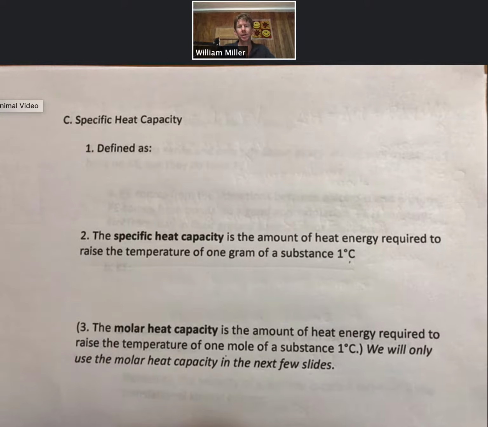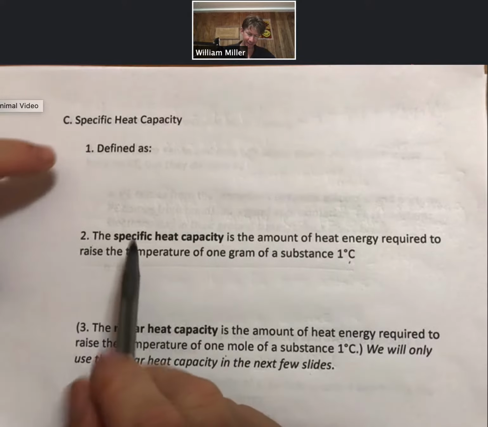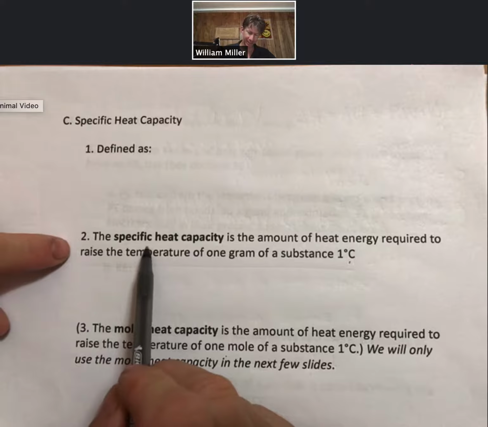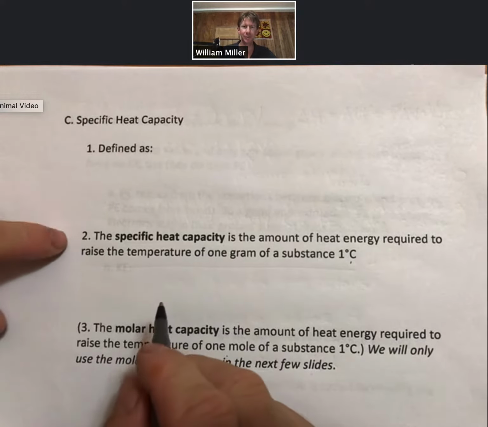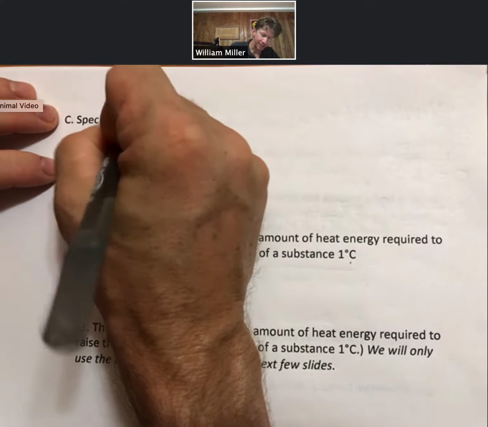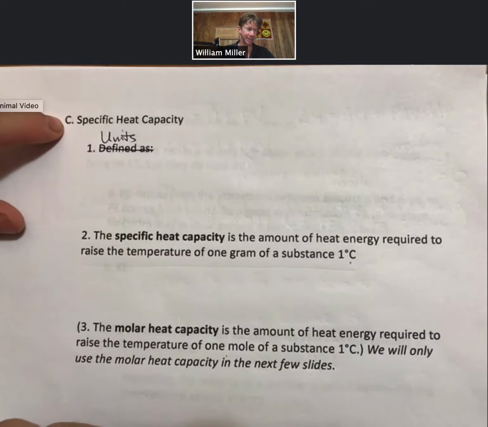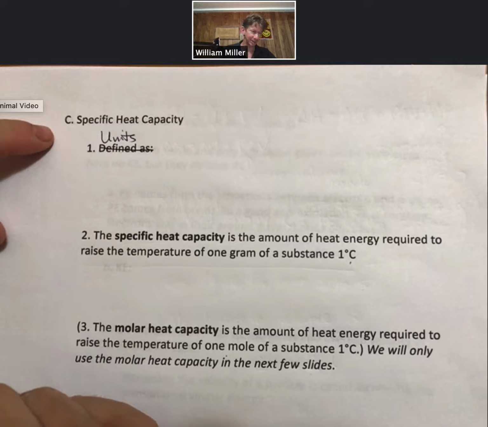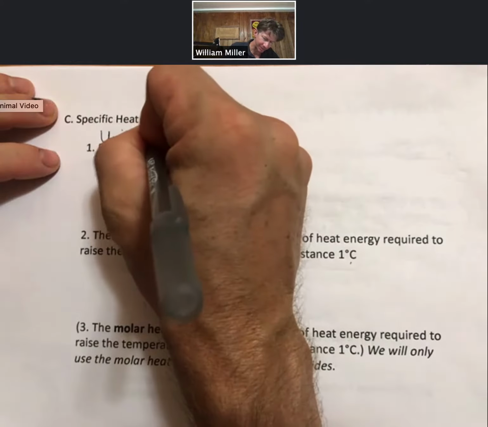On our journey to understanding delta H, our next stop is to talk about something called the specific heat capacity. I want to talk for a minute about the units of specific heat capacity and its abbreviations.